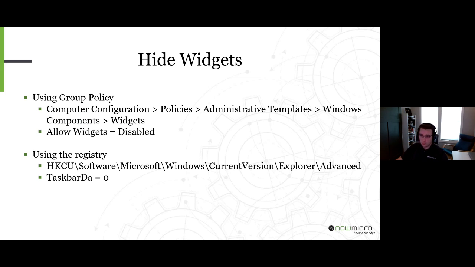But what if you also want to remove the widgets or chat pins? Those need to be done using other methods. So the widgets pin can be removed using a group policy or registry key. The group policy setting can be found under Computer Configuration, Policies, Administrative Templates, Windows Components, and Widgets. You just configure the allow widgets setting to be disabled. If you'd rather use the registry, you'll need to configure the registry setting listed down below there.